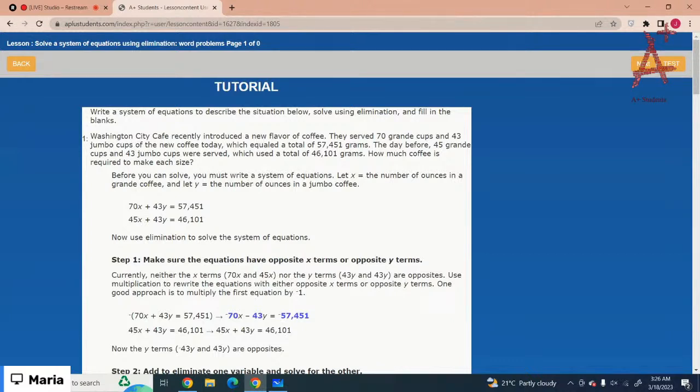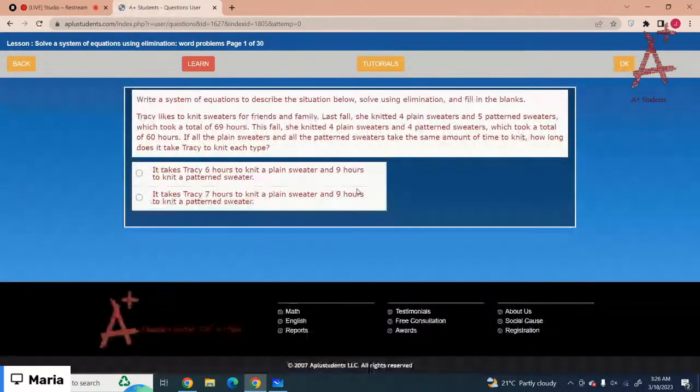Washington City Cafe recently introduced new flavors of coffee. They served 70 grand cups and 43 jumbo cups of the new coffee today, which equaled a total of 57,451 grams. The day before, 45 grand cups and 43 jumbo cups were served, which used a total of 46,101 grams. How much coffee is required to make each size? So, first of all, you have to write down the equations. Let's just start with the test questions. You can have a look at the tutorial by yourself. They are already solved. Got it? So, let's start with the test questions.